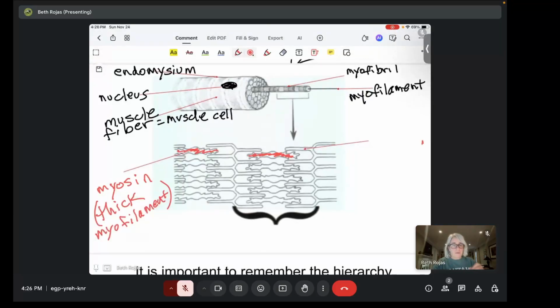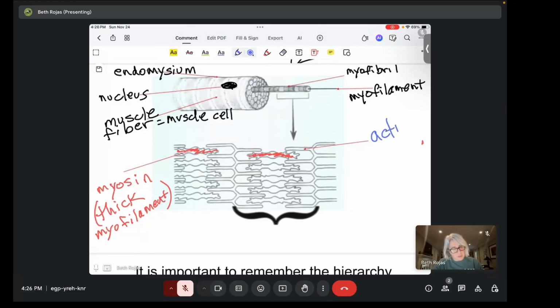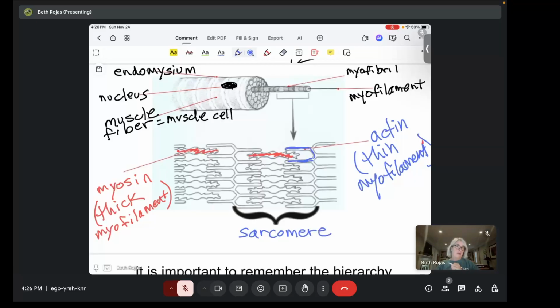Okay, and then we have our thinner one. This is called actin, and actin is the thin myofilament. More delicate. Okay, so sometimes I color those. You guys can do that if you want, if you feel like it. Then the last term you need to know is that the unit of actin and myosin are repeated units, and that's what gives skeletal muscle its striped appearance, the striations, and this is called a sarcomere. That is one unit of actin and myosin, okay?